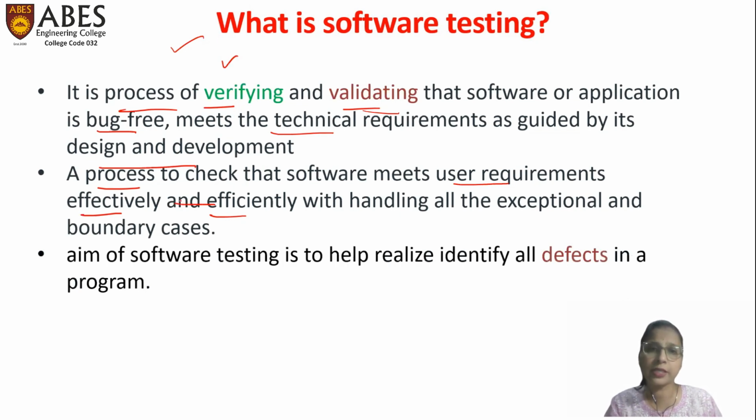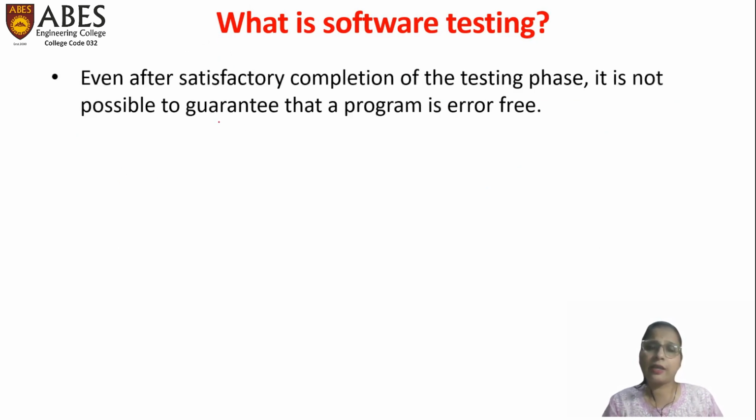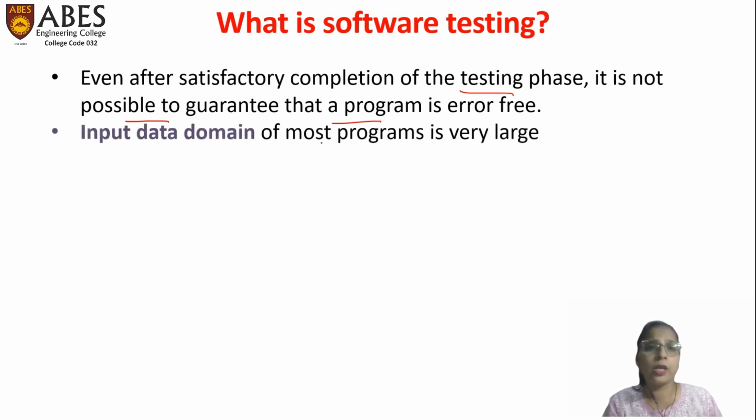The aim of software testing is to help realize and identify all kinds of problems, also known as defects, in the program. Even after satisfactory completion of the testing phase, it is not possible to guarantee that a program is error-free. You take so many test cases, the team works hard checking every feature with so many test cases. Even after that, the team cannot be 100% sure that they have removed all errors from the code. It is possible that in future, some other kind of problems will appear.